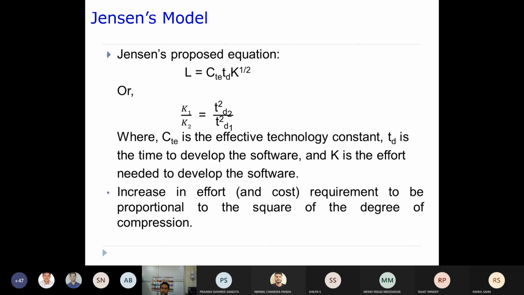So if you shorten the schedule for a small project to six months instead of one year, what will happen? The cost will increase by 4 times, not by 16 times. This is what it all says.